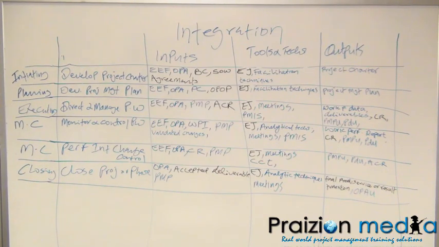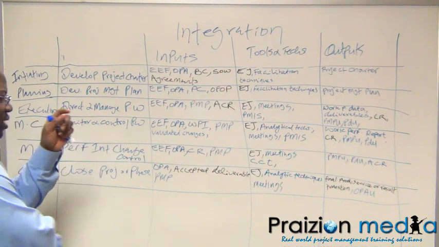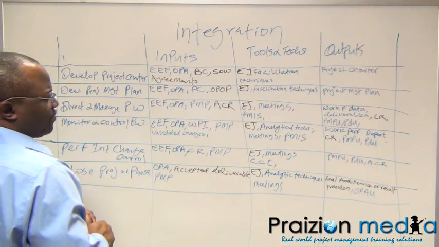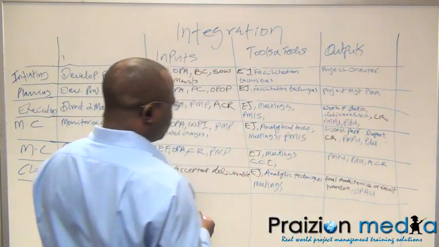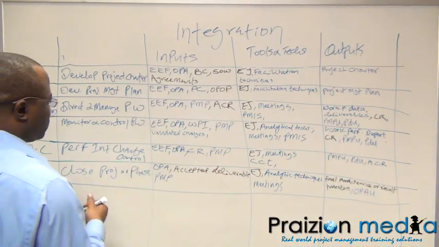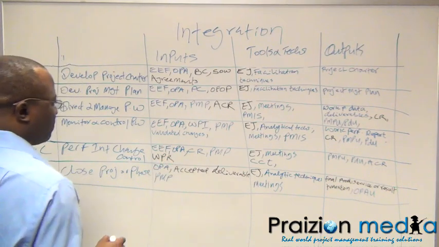Still thinking about what else we can add to monitor and control project work. One of the key things that happens here is coming out with this work performance report. That work performance report also gets used in the next process. So let's just put that work performance report here.